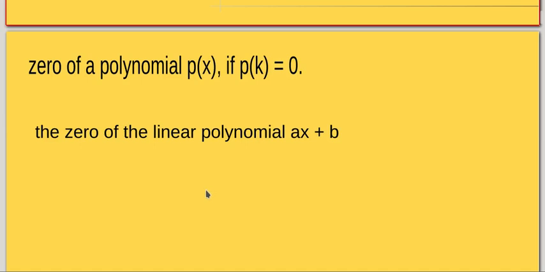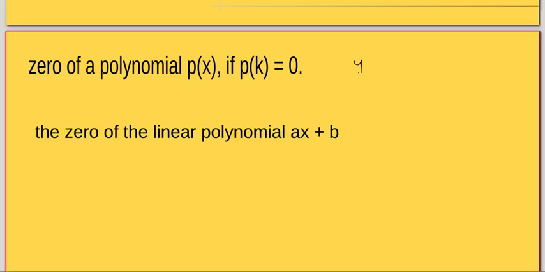Next, zero of a polynomial. Any polynomial, whether it is a linear polynomial, quadratic polynomial, cubic polynomial, whatever the polynomial, if you take y equal to 3x square plus 4x minus 5, suppose you are taking a quadratic polynomial, we substitute some value for x. If we find the value of the polynomial is 0, then we can say that the value of x is called the zero of the polynomial.